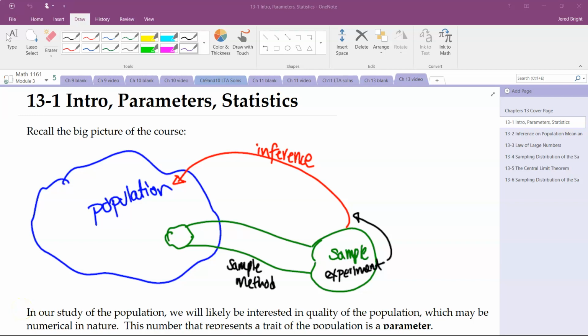Welcome back. In this video we want to talk about parameters and statistics and set the stage for what we're going to be doing here in chapter 13.